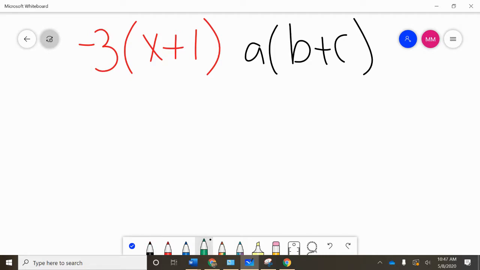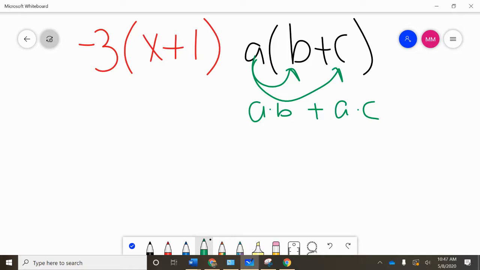So often in class, I say multiply A to B, A to C, so that we have A times B plus A times C. But I know that sometimes when I do this, we make mistakes. We forget to multiply the A to the C, or we make mistakes with the signs of our numbers.